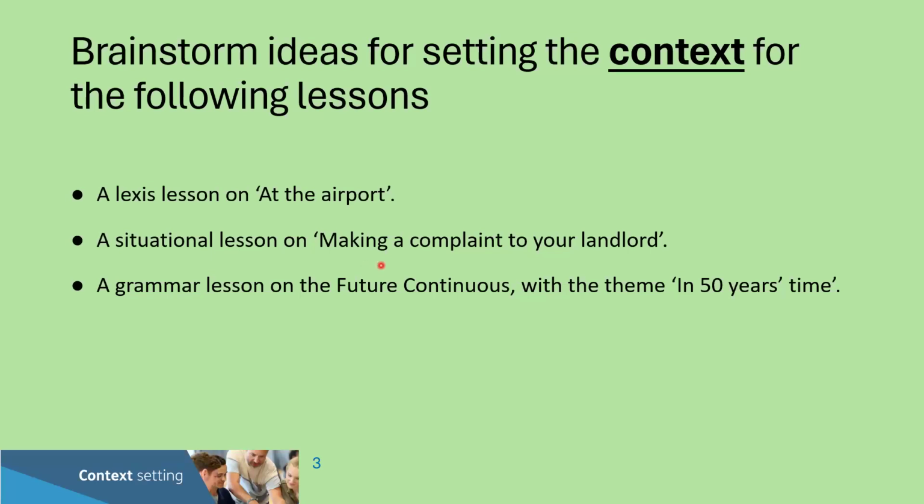If it's a situational lesson, if you're making a complaint to your landlord, where do you start with that? What's the context? Maybe you tell the students that the washing machine has broken in your flat and you've tried to ask the landlord to fix it and they haven't yet. And so you're just setting the backstory really. Okay, so a few things to think about. And I guess the most vivid context you set, it really brings the lesson alive.